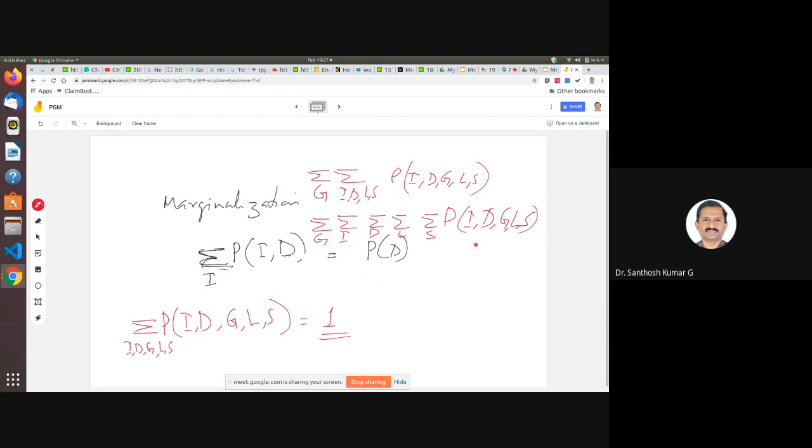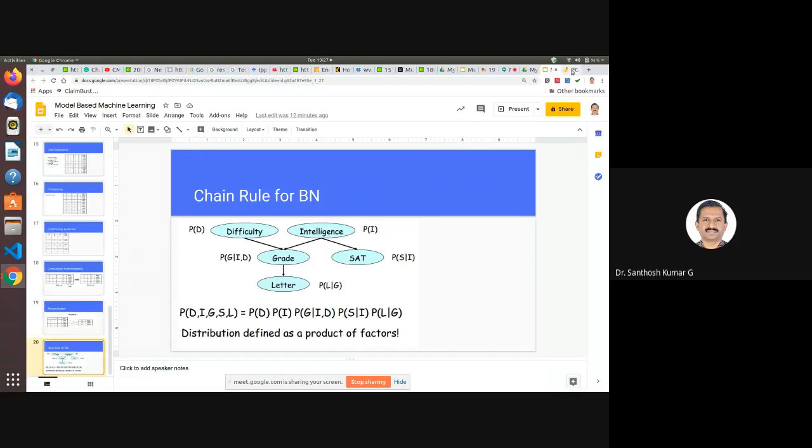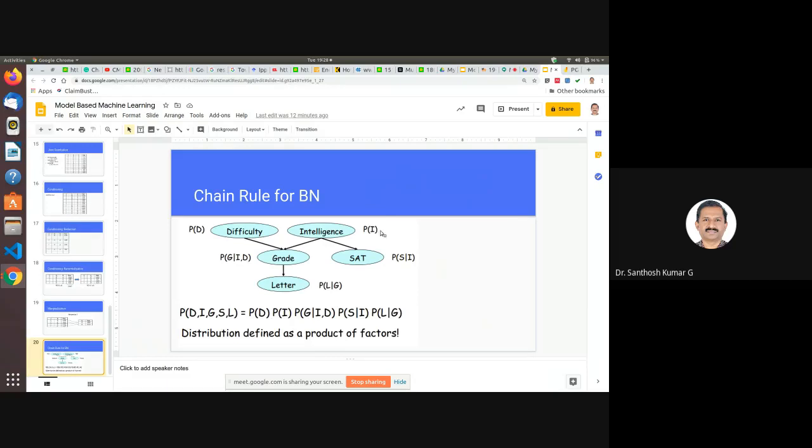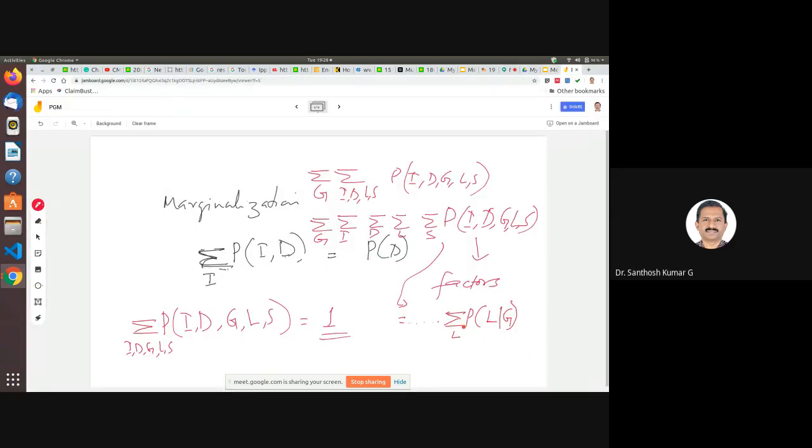Now looking at the factors, let me take one factor: P of L given G. So this part is equal to the factors, right? So P of L given G. I can sum over L, right? So I'm writing it in this way from this side. So what is the next factor? Basically what I'm trying to do is I'm pushing in the summations.